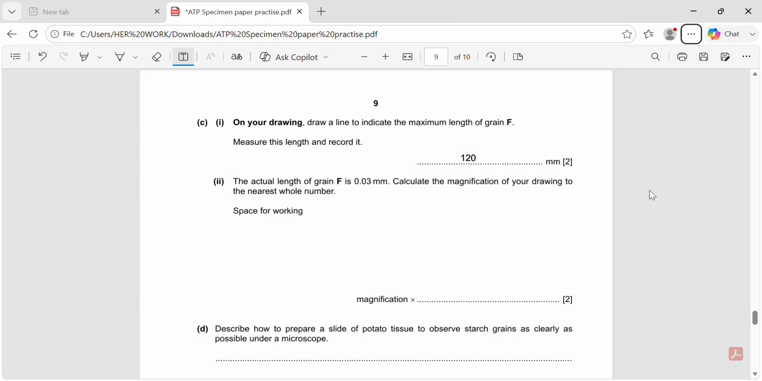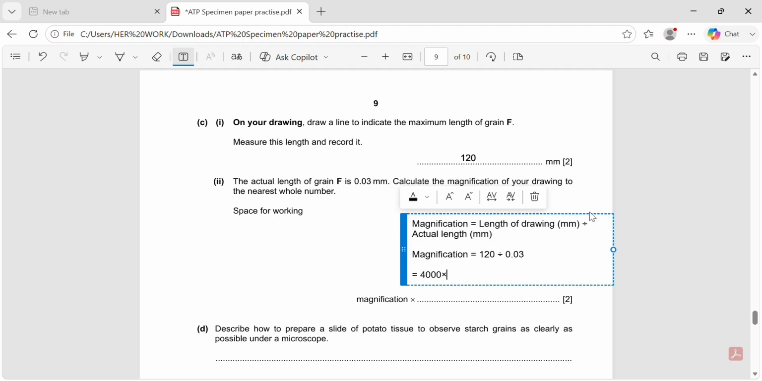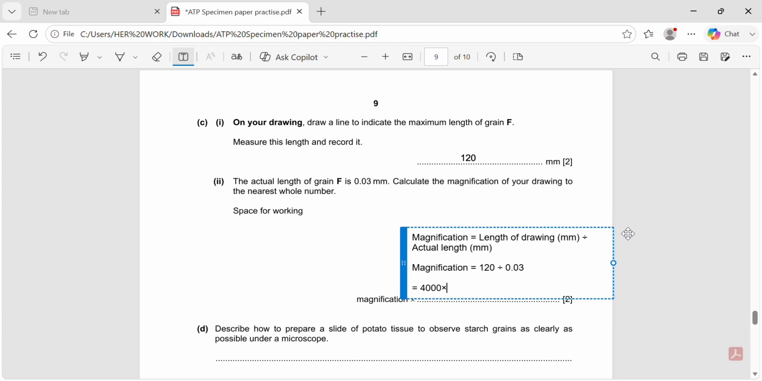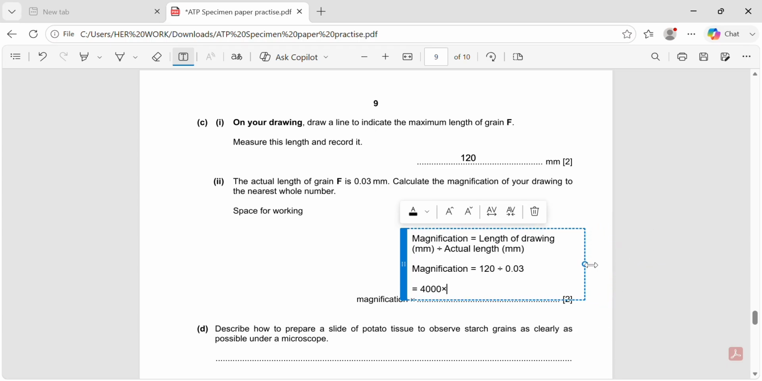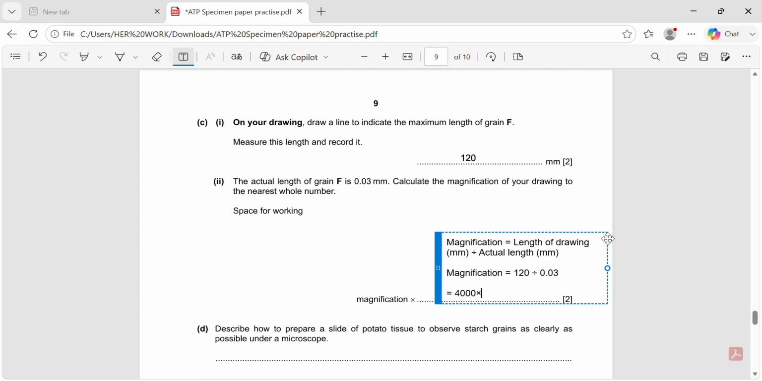Then, the next question asks, the actual length of grain F is 0.03 millimeters. Calculate the magnification of your drawing to the nearest whole number. Now, to calculate magnification, use the formula. Magnification equals the length of the drawing divided by the actual length. So, our length was 120 mm, which is image size, and we will divide it by 0.03 mm, which is our actual size, giving a magnification of 4,000 times. Remember that we always use this small x symbol to represent magnification.